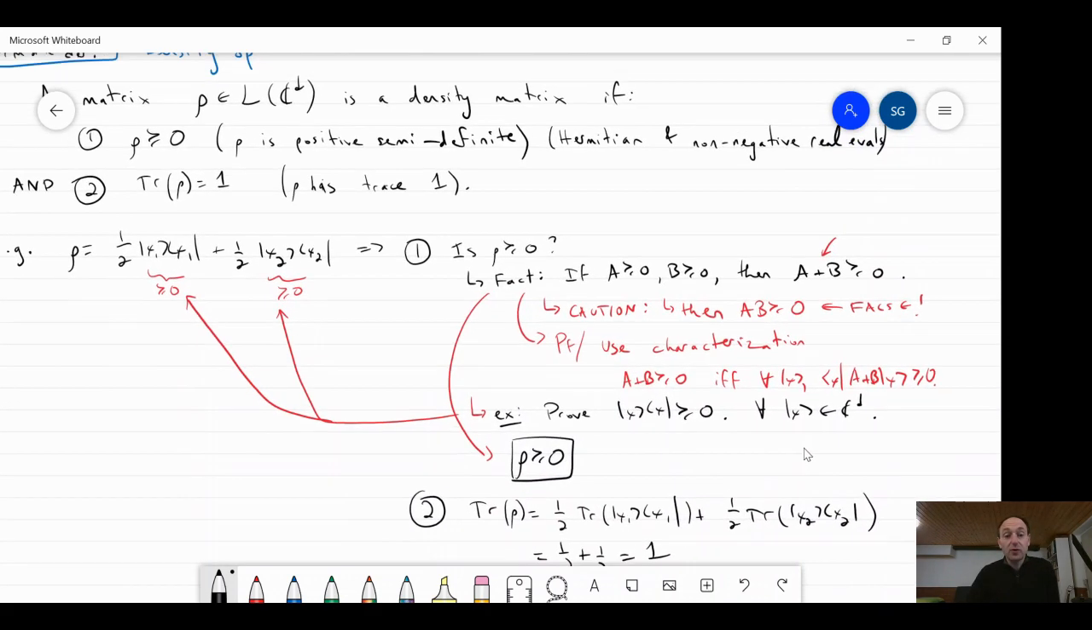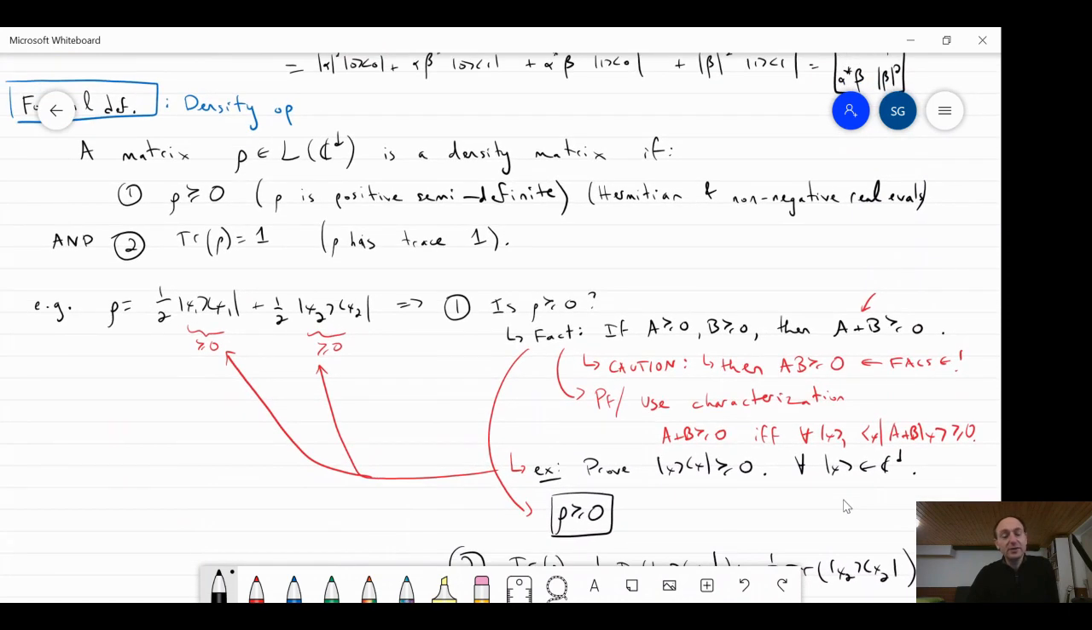Now, this is the formal definition for what a density operator is, and now you might ask, what is the connection between this thing and this thought experiment we described a couple of minutes ago? So let's go backwards now and see how these two fit together.